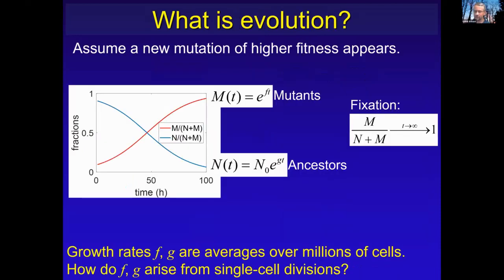What is evolution? So imagine you have a cell population which is growing exponentially at the rate F. There is a mutation and it starts growing at the rate G, which is higher than F. Then if you plot the fraction of the two, the higher fitness one, the G one, will take over. So that's basically how evolution proceeds, and that's how that fitness maximum is reached in evolution.